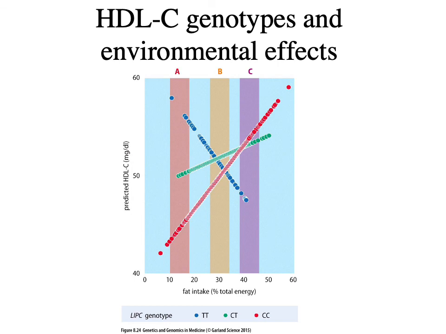And here we show the importance of gene-environment interactions using HDLC as an example. According to different total levels of dietary fat intake, variations in the predicted values of high-density lipoprotein cholesterol are shown for 3 different genotypes of a particular polymorphism at a particular lipase locus. And so you can see that there is a distinct interaction between the environment and the different loci for these genes.